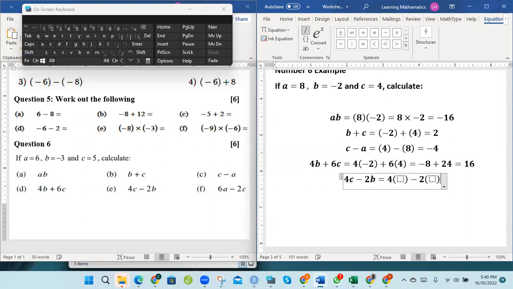Brackets. We have 4 bracket minus 2 bracket. Now, what is c? c is 4 for us. What is b? b is taking away 2, a negative 2. You can still use negative, but mix it up with the words take away and towards the left. Add some more stuff to it.